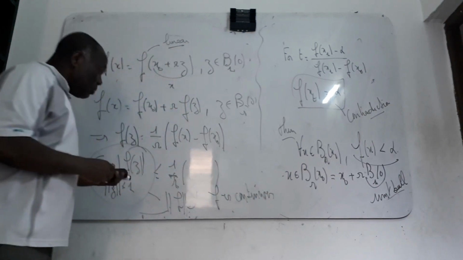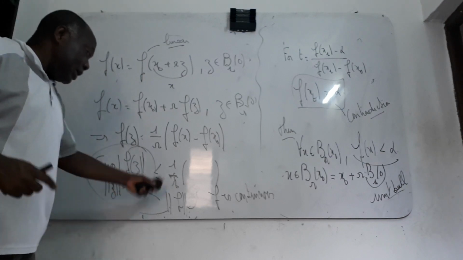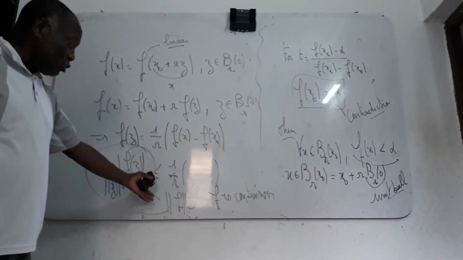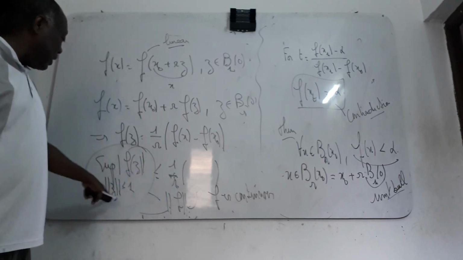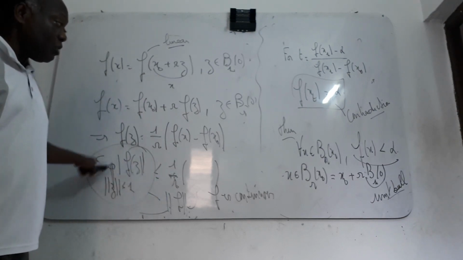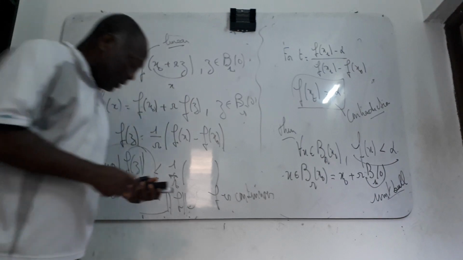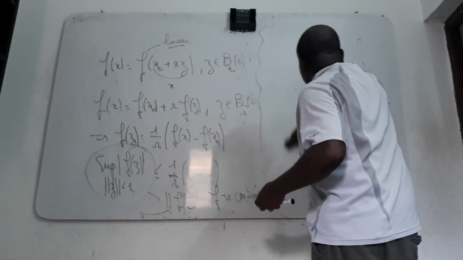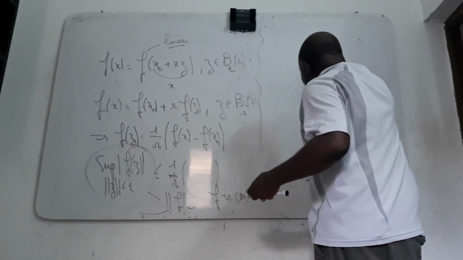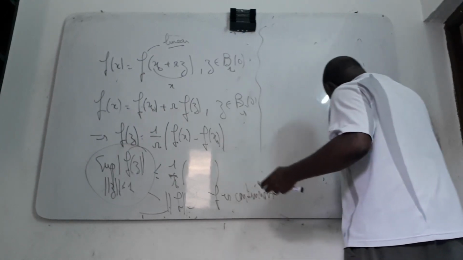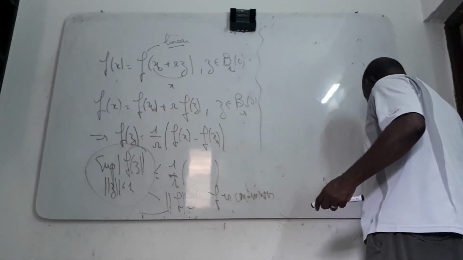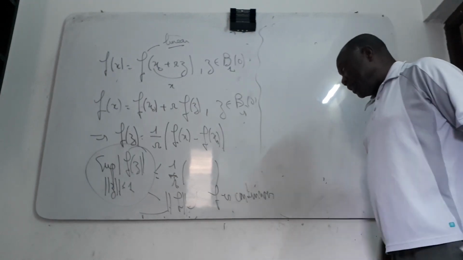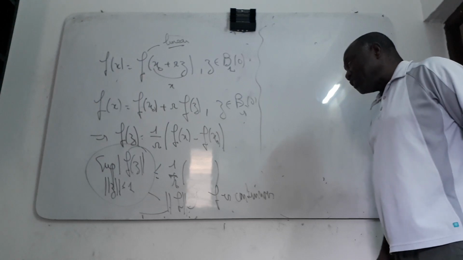F is continuous because this f, which is linear, is also bounded on the unit ball. Okay, thank you. So the hyperplane H is closed if and only if f is continuous.